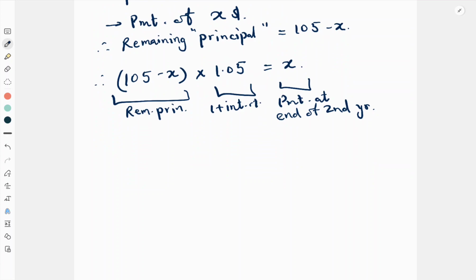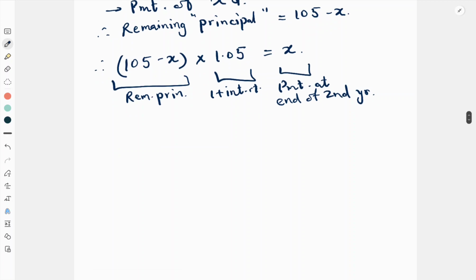So now we have a simpler looking equation. This is a linear equation in x. It turns out that all the equations in this video are linear in x. X is the unknown amount, but it's just that they are somewhat complex to figure out. So what do we know here?